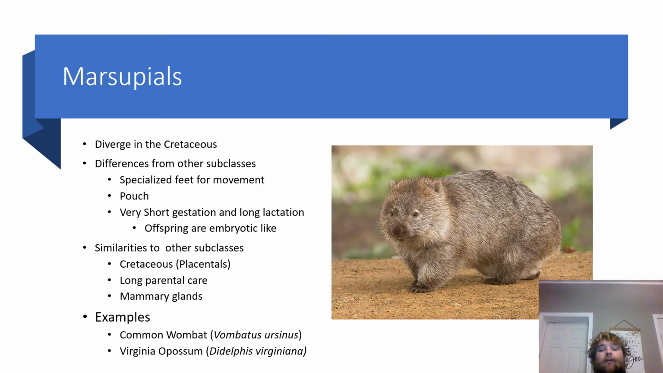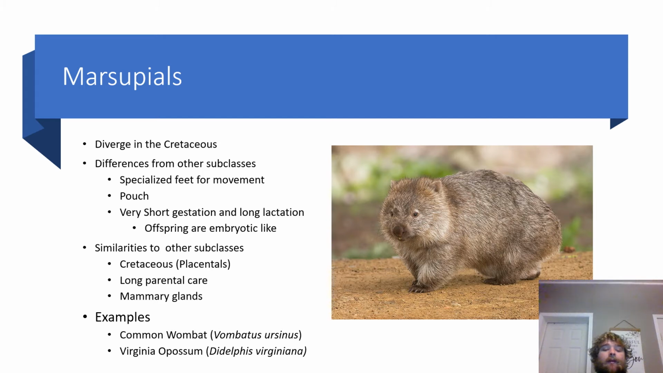So next we'll move on to marsupials. They diverged in the Cretaceous period. Some of the differences between marsupials and the other two classes or subclasses are that a lot of them have specialized feet. This is very interesting. They have specialized feet mostly for movement. So if you can picture a kangaroo, they have very unique feet, and it's very unique to them.